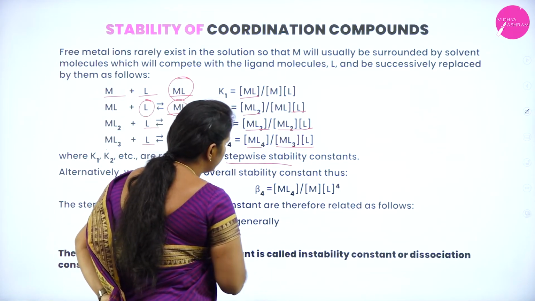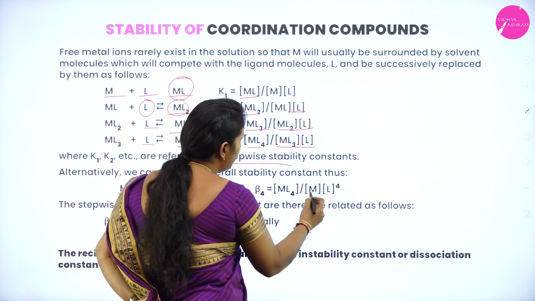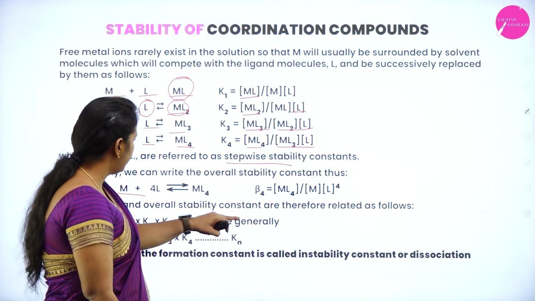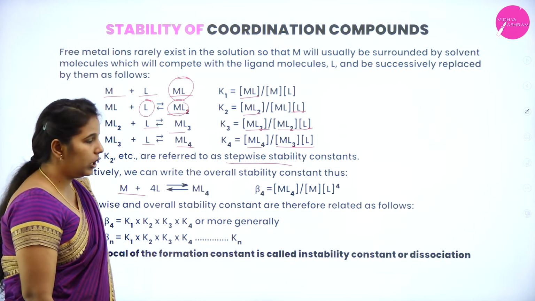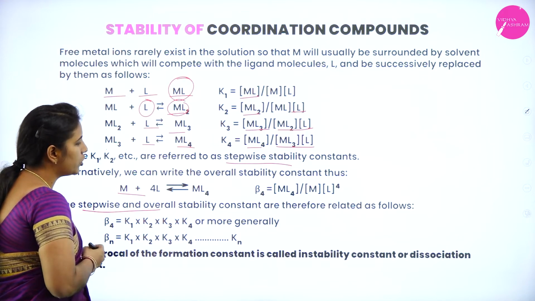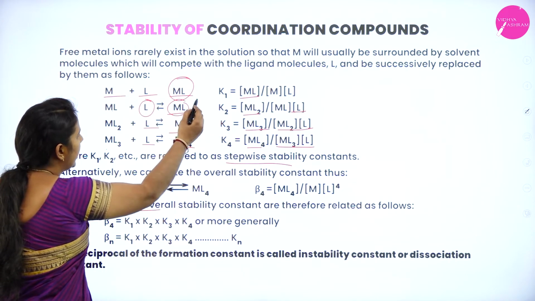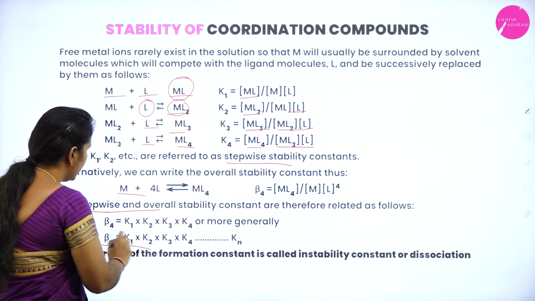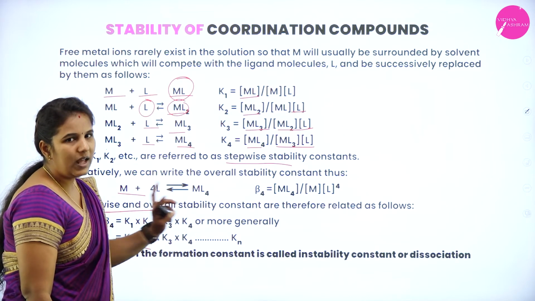and the stability constant, which is also written as beta 4, is equal to ML4 divided by M into L to the power of 4. Why is it L to the power of 4? Because the 4 ligands are reacting with the metal to form the ML4 complex. So the stepwise as well as the overall stability constant are related like this: beta 4 is equal to K1 into K2 into K3 into K4, or in general, beta n is equal to K1, K2, and so on up to Kn.